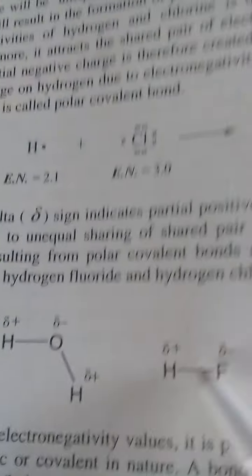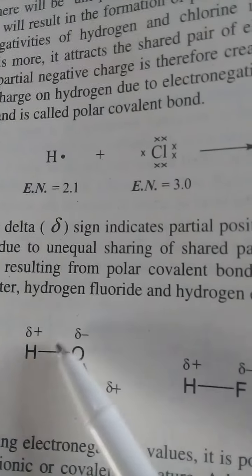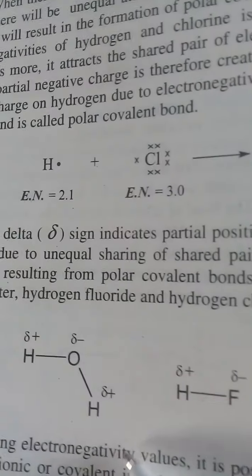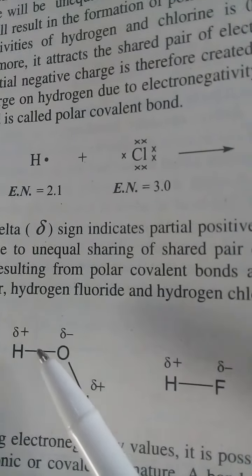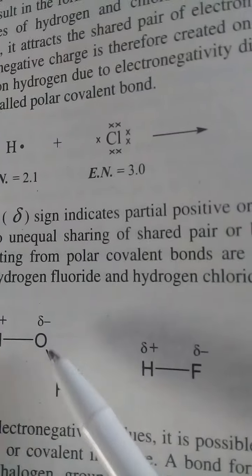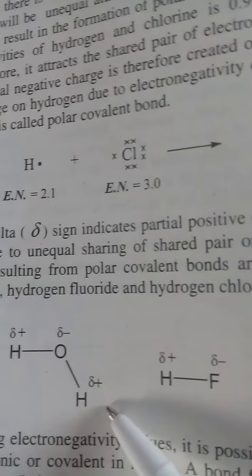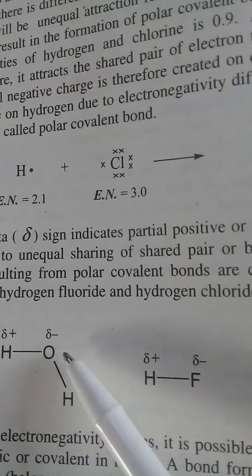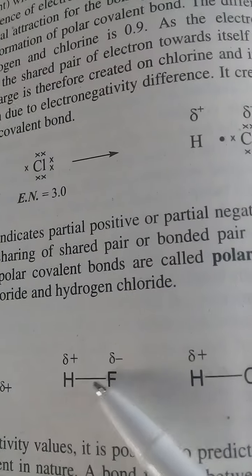Here some other examples are discussed. Formation of water molecule. As you can have an idea from this, oxygen is more electronegative as compared to hydrogen. So the bond pair between this hydrogen and oxygen is more attracted toward the oxygen, and the bond pair between this hydrogen and oxygen is more attracted toward the oxygen. So a partial positive charge is developed on both hydrogen atoms, and a partial negative charge is developed on the oxygen atom.